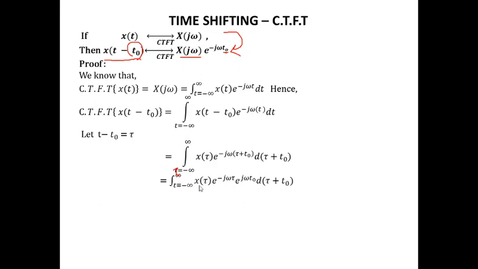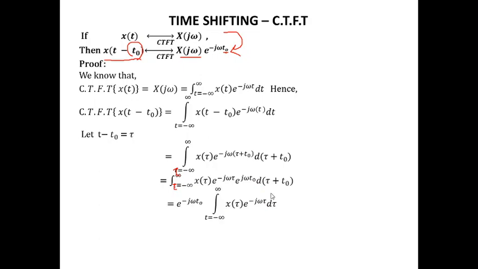So next step is, here the integration limit should be with respect to tau, because we have changed the variable of integration. So here x of tau, expand this: e power minus j omega tau, e power minus j omega t naught, d of tau plus t naught.